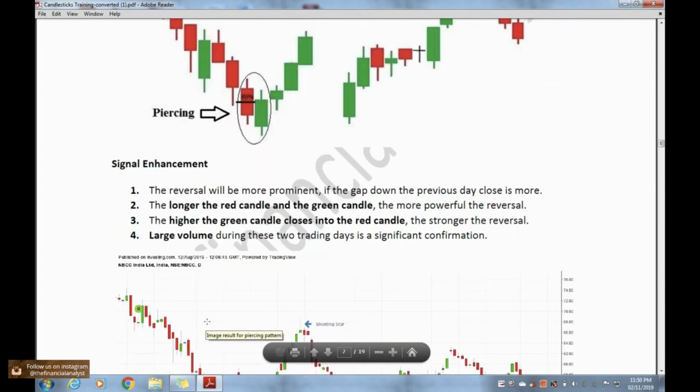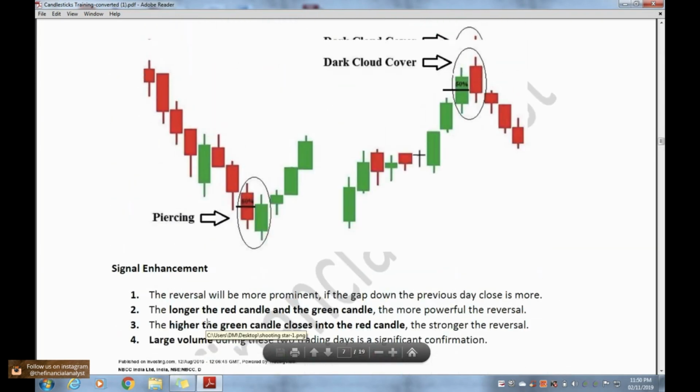So I want to come to the signal enhancements. The bullish reversal will be more prominent if the second day is gapping down. The more the gap down, the better the chances of reversal. So if the second, bullish day is opening, let's say over here, and it is closing more than halfway up, then this will increase the chances of the reversal and the prices shooting up and making higher highs and higher lows.